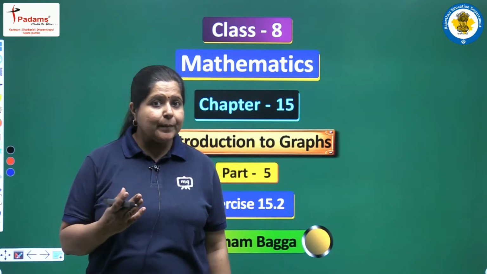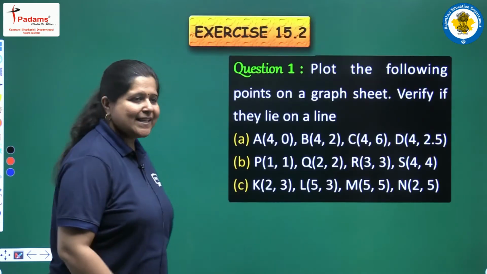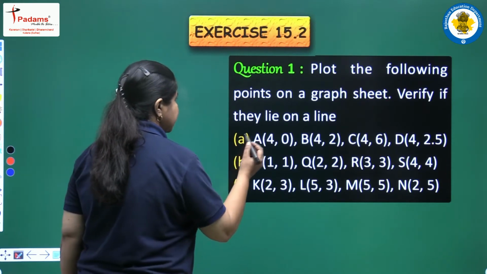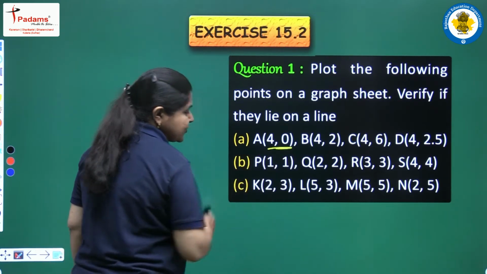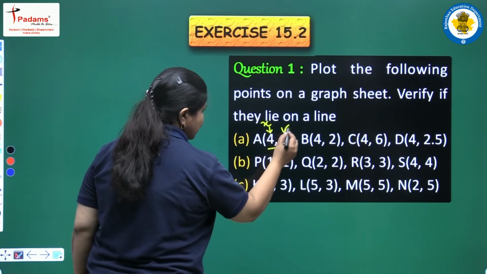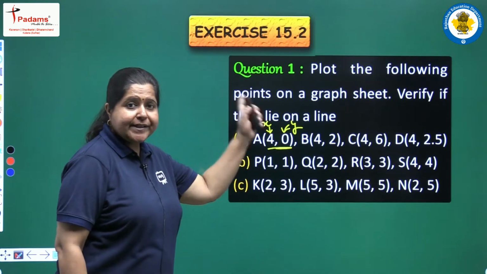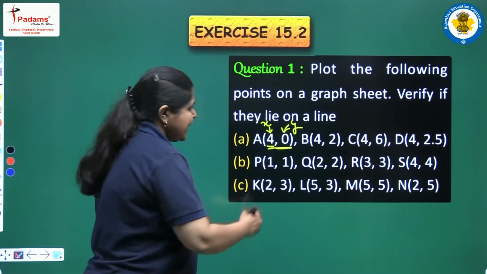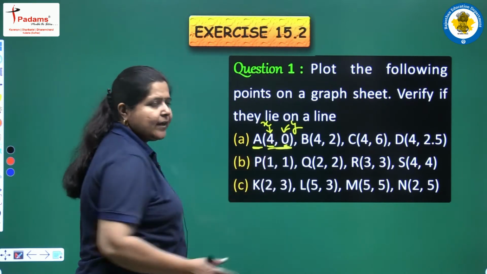Be ready with your graph copy, pencil, pen, everything, and join me as we start the first question from exercise 15.2. Plot the following points on a graph sheet. Verify if they lie on a line. Here some points have been given and you will see here the coordinates have also been given. And the first coordinate relates to the x coordinate and the second one is called the y coordinate. And when we will be plotting these points on the graph paper, we will be looking up for this number 4 on x axis and 0 on y axis in case of this point A, and successively we will be marking all these points.